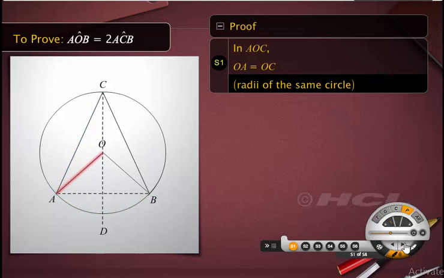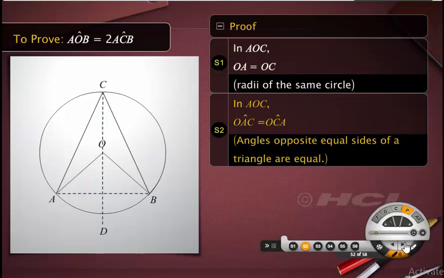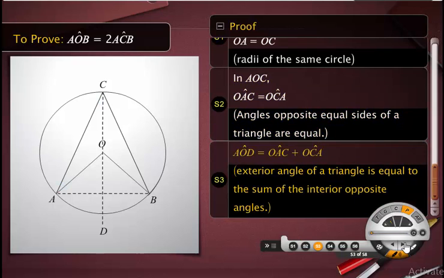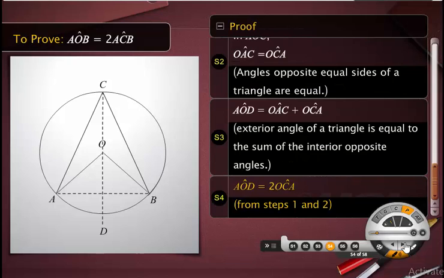In triangle AOC, OA and OC are the radii of the same circle and therefore they are equal. Angles opposite equal sides of a triangle are equal and thus angle OAC is equal to the angle OCA. In triangle AOC, the exterior angle AOD is equal to the sum of the interior angles OAC and OCA. From steps 1 and 2, we can say angle AOD is twice the angle OCA.